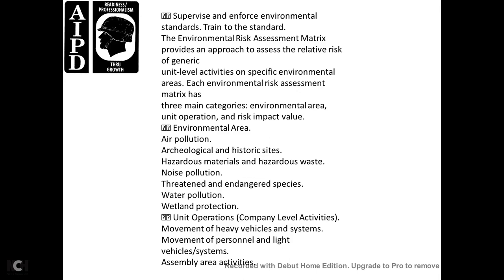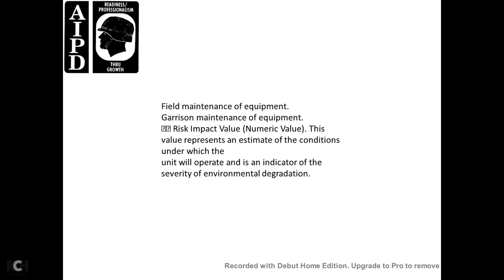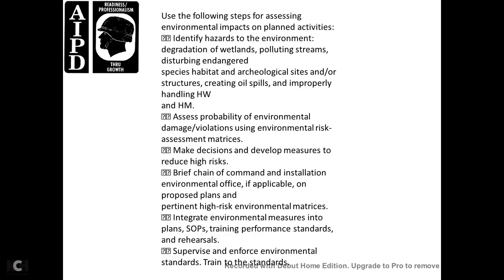Unit operations include company-level activities: moving heavy vehicle systems, moving personnel and light vehicle systems, assembly area activities, field maintenance of equipment, and garrison maintenance of equipment. The risk impact value is a numeric value that represents an estimate of the conditions under which the unit is operating and is an indicator of the severity of environmental degradation. Use the following assessment to assess the environmental impact of planned activities and identify the hazards of environmental degradation: wetlands, streams polluted by disturbance, endangered species habitat, archaeological sites and/or structures, creating oil spills, and improperly handling hazardous material.